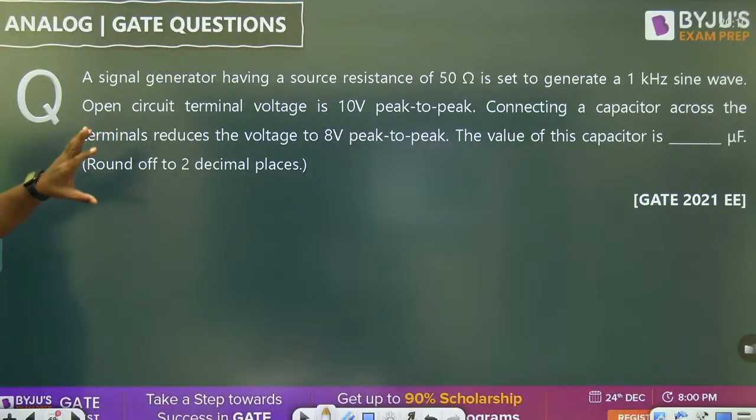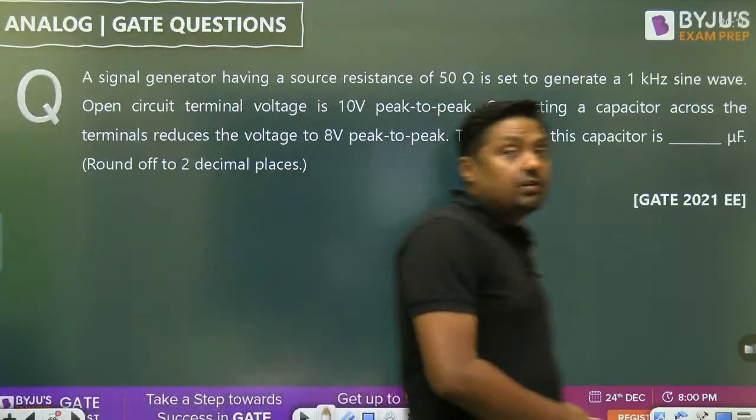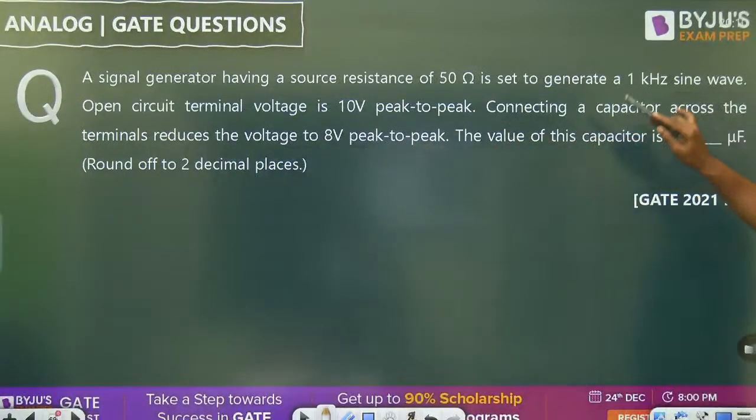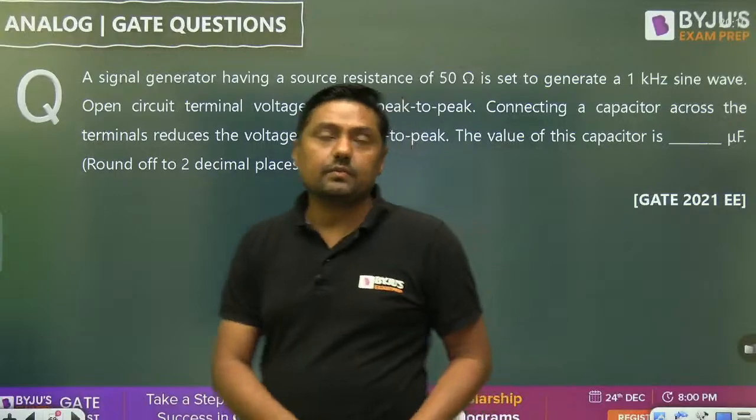A signal generator having a source resistance of 50 ohm is set to generate a 1 kilohertz sine wave. Open circuit terminal voltage is 10 volt peak to peak. Connecting a capacitor across the terminal reduces the voltage to 8 volt peak to peak. The value of this capacitor is? What is the value of this capacitor?